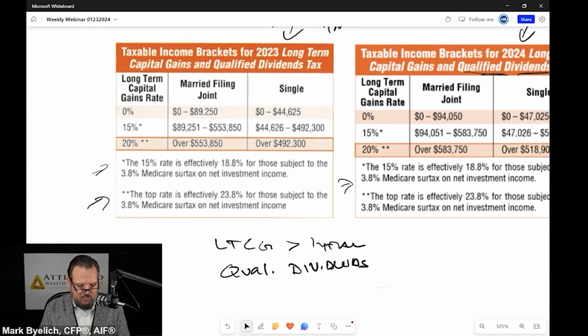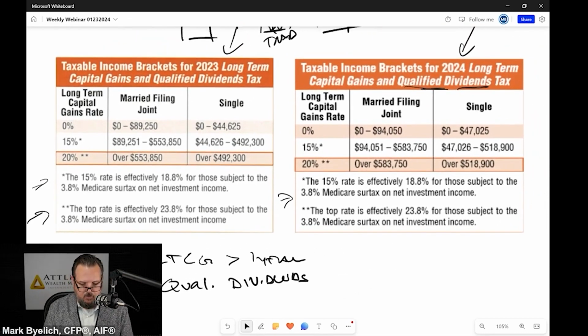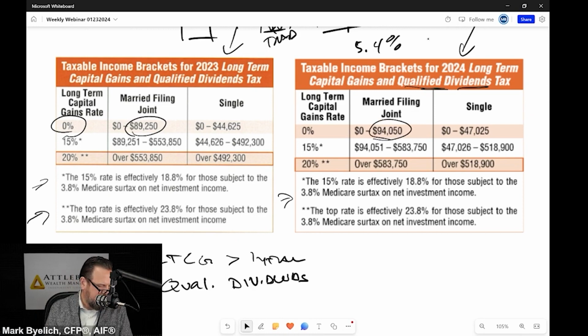Okay, so you'll see here that these increases are similar. I don't have the number here, but it's about 5.4% or 5.48% increase. So to pay zero tax, you were looking at an income of $89,250 compared to the increase, that's for 2023, of $94,050. So that is $4,800 for a married couple and $2,400 for a single filer. It goes from $44,625 to $47,025.